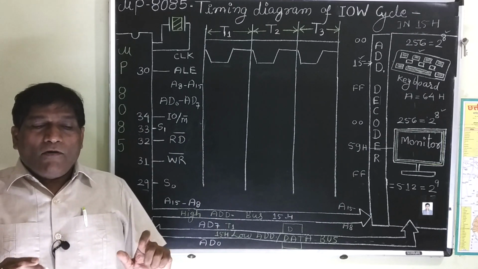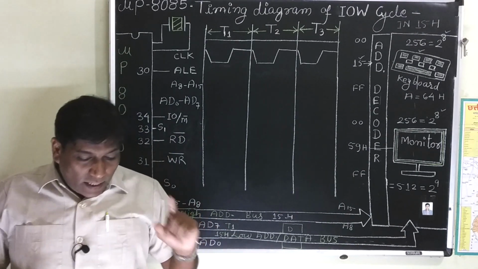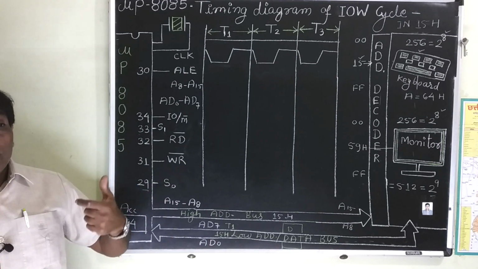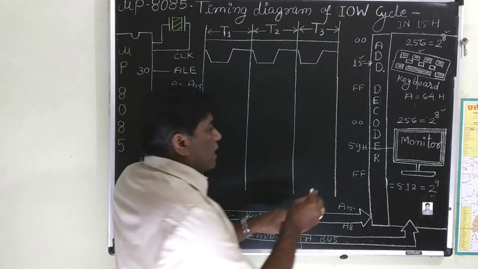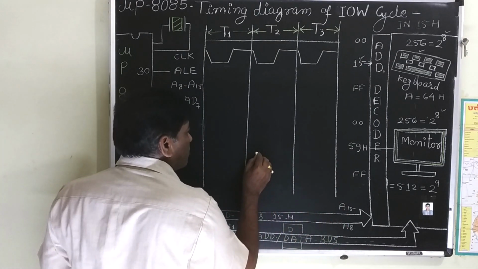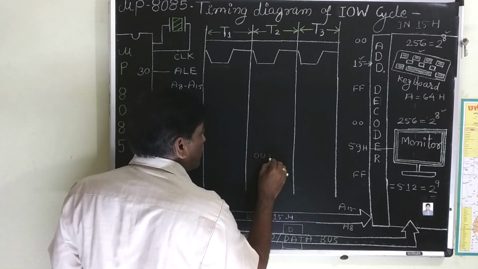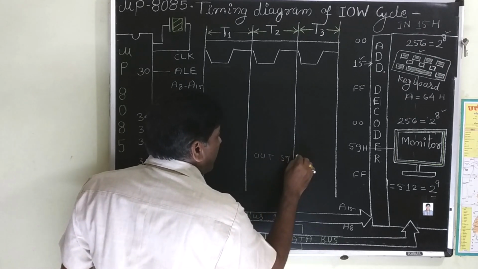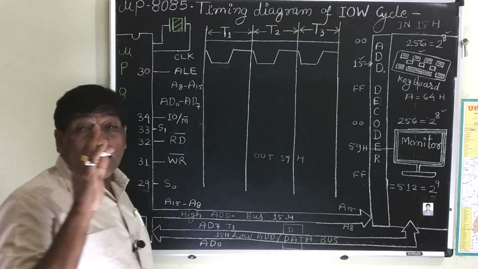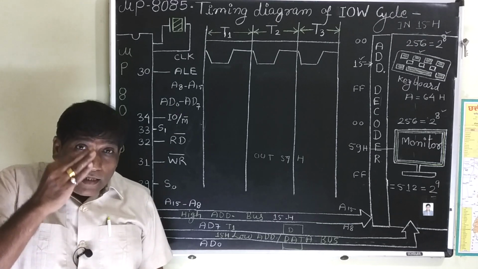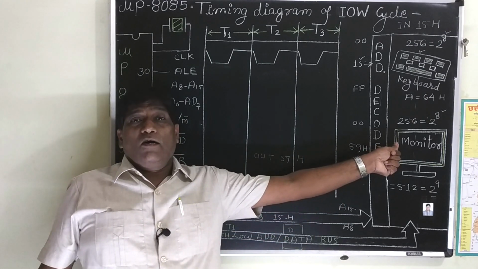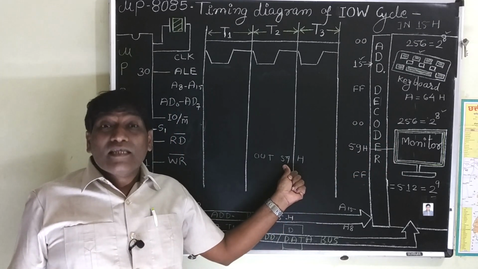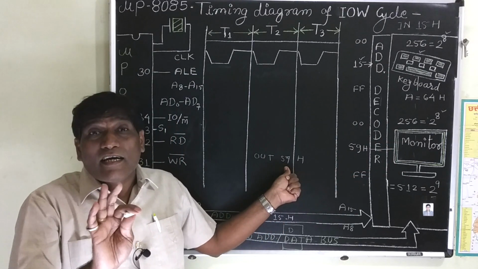Similarly, for data output in the microprocessor 8085, we have the instruction OUT, say OUT 59H. If you are writing OUT 59H, it means the data which is there in the accumulator will be transferred to the output device addressed by this. This is the address. It is not data.